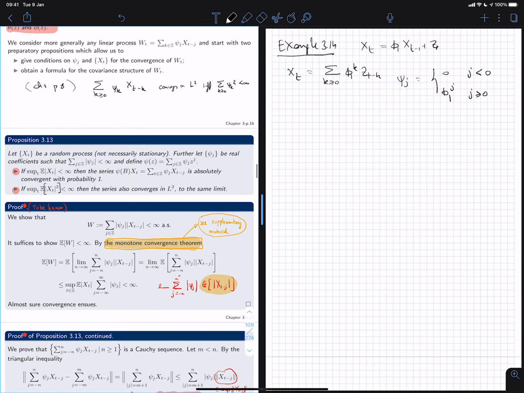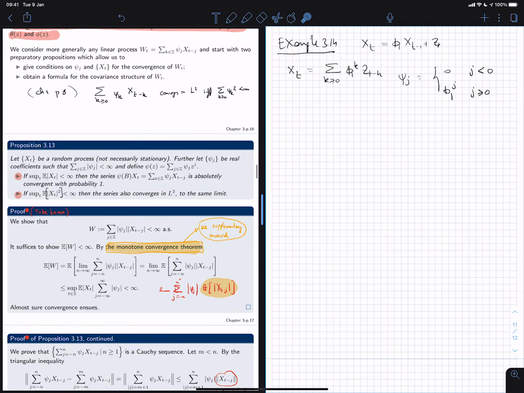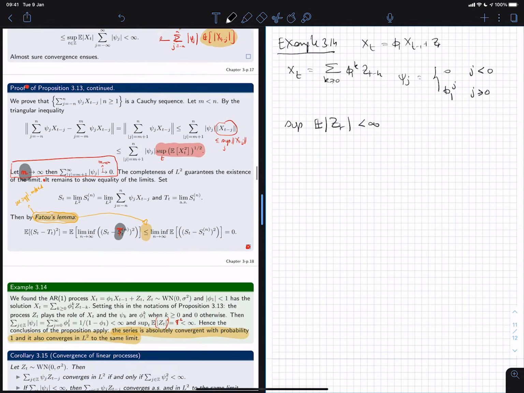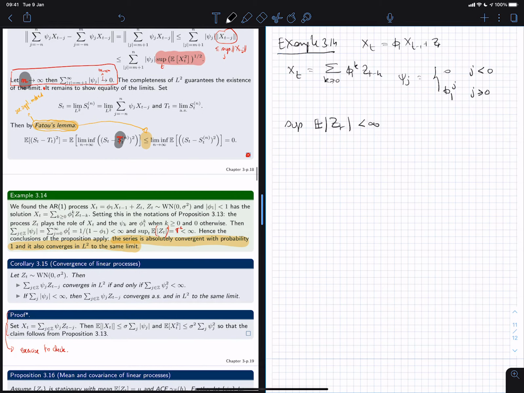The Xt's, so be careful here of the notations. We're looking at linear combinations of the Xt's, so here we're looking at linear combinations of these. So what's playing the role of an Xt in this theorem is actually the Zt's here, and what we need is that the supremum of the expectations of the Zt's squared be finite, which is a weaker condition than what we have.